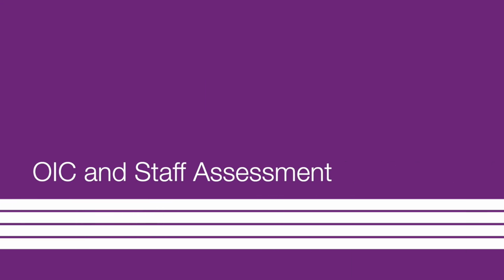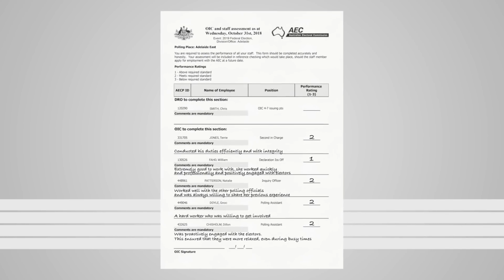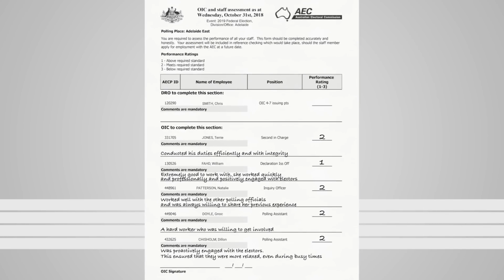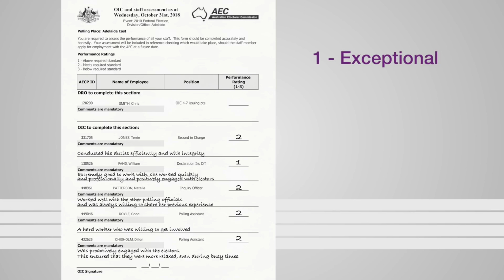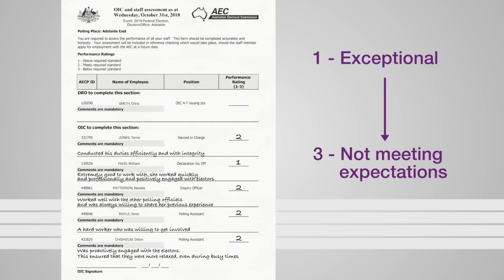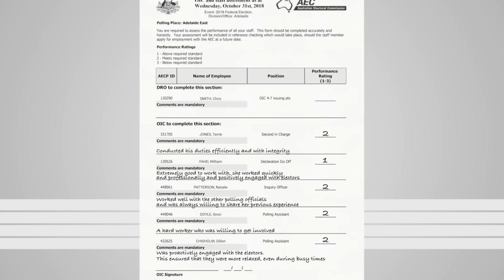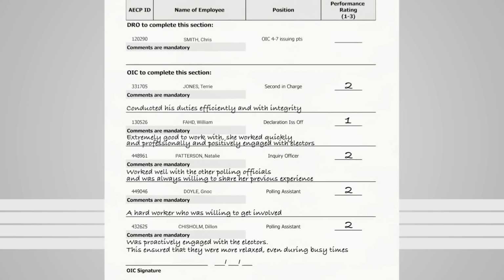As an OIC, it is your responsibility to assess each staff member for suitability to their role. Each staff member should be given a rating between 1 and 3, with 1 being for exceptional staff who are capable of having more responsibility in future elections, and 3 being staff who are not meeting expectations. Always provide comments to demonstrate why the score was given.